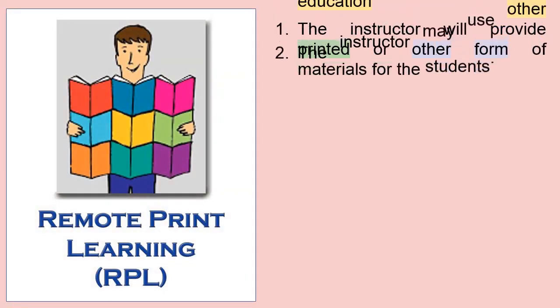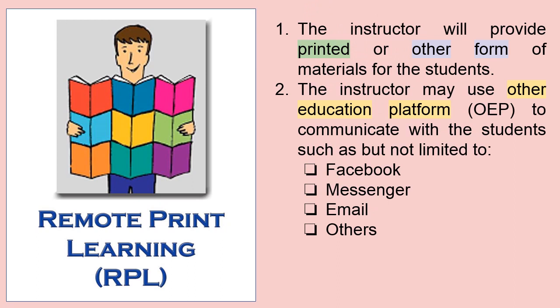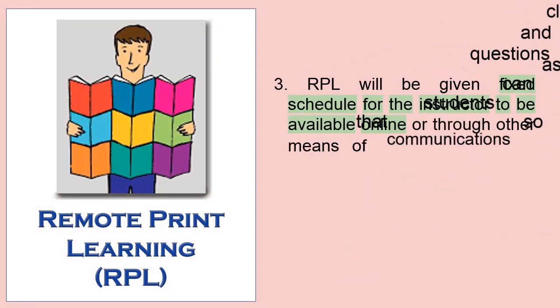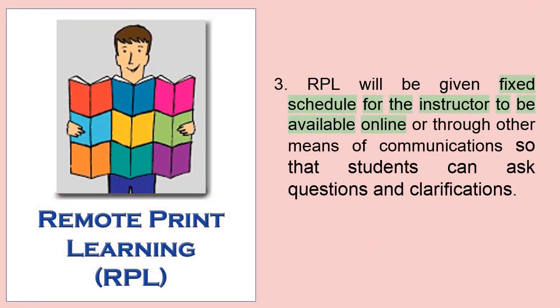Number 1. The instructor will provide printed or other form of materials for the students. Number 2. The instructor may use other education platform or OEP to communicate with the students such as but not limited to Facebook, Messenger, email, or others. Number 3. RPL will be given fixed schedule for the instructor to be available online or through other means of communications so that students can ask questions and clarifications.